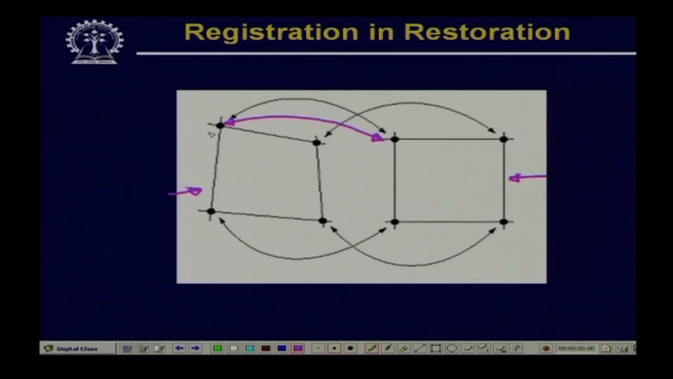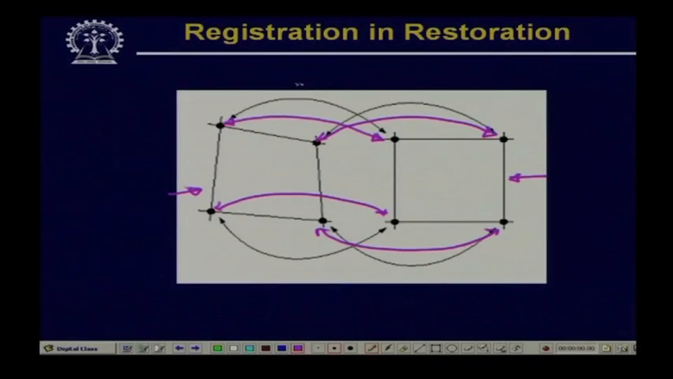That is, we can establish the correspondence between this point and this point. We can establish the correspondence between this point and this point. We can establish the correspondence between this point and this point, and we can establish the correspondence between this point and this point. Then it is possible to estimate the degradation model. So, here you find that for estimating this degradation, we have to go for registration. So, this registration is also very important for restoring a degraded image, where the degradation is introduced by the camera optical system.